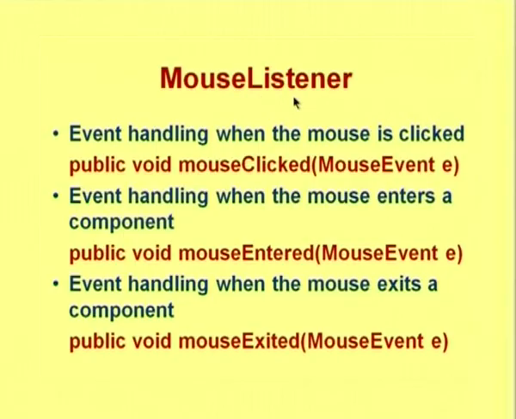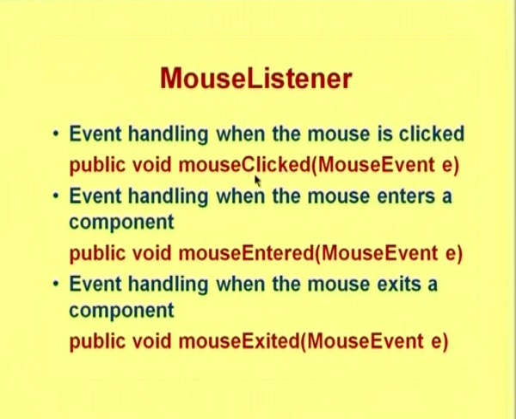So, here I am going to click and see what the source or action command is, and then I am going to perform my particular handling mechanism. Whereas in the case of other listeners, you can see here the mouse listener. So, event handling when the mouse is clicked: public void mouseClicked. Here the parameter is your mouse event.